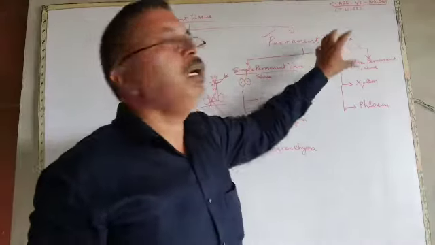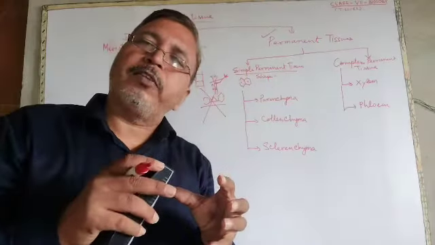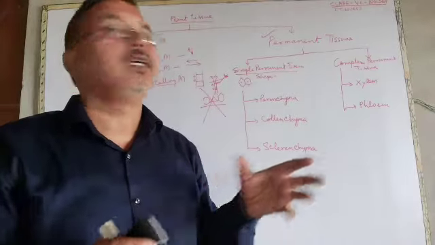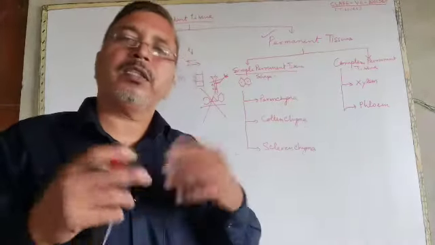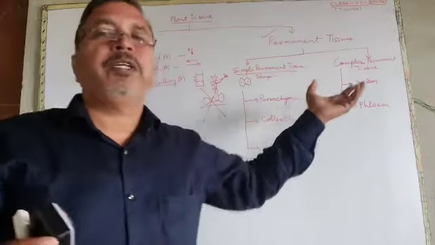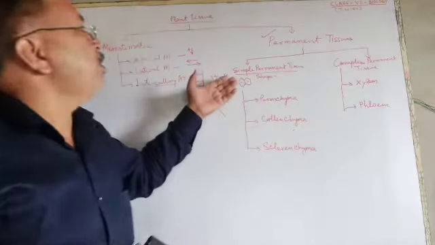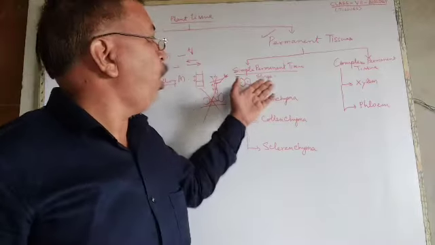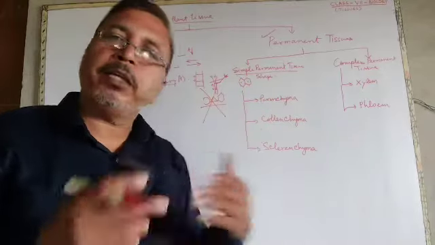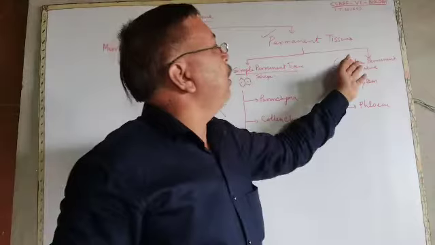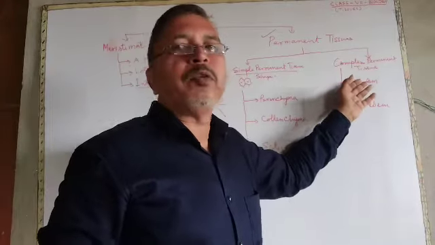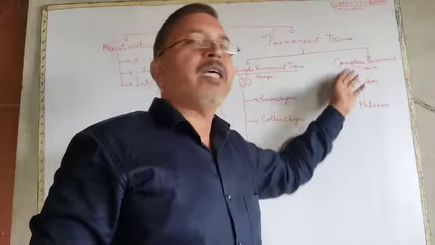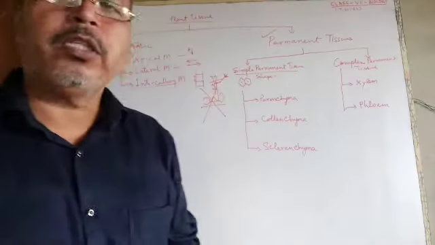Why complex? Here some of the cells are living, some dead. You cannot say that all the cells are living or dead in complex tissue. That complexity gives it the name complex tissue. In simple permanent tissue, we have parenchyma, collenchyma, sclerenchyma. I'll pick this topic separately in my next video, right? And in complex permanent tissue, I have told you these are the conducting tissues in the plant body, xylem and phloem. That's all in this video.